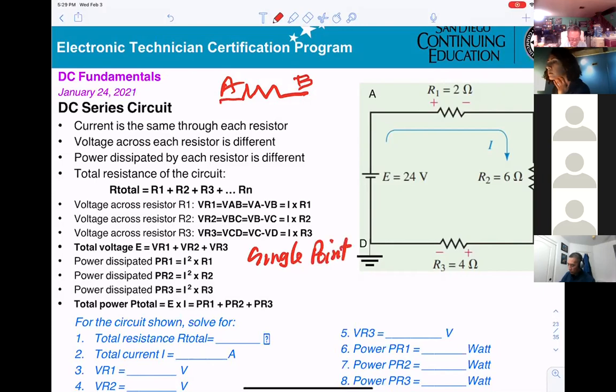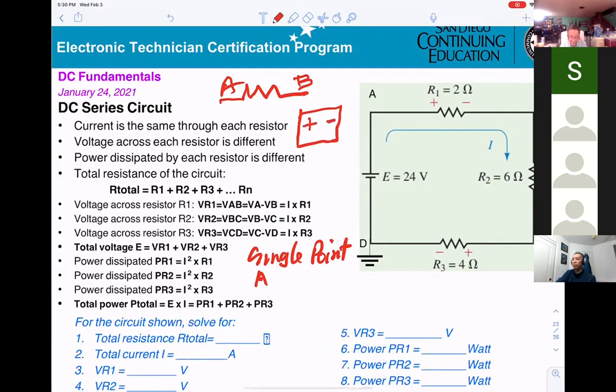I say point A. How many volts? 24 on that point A. 24. Okay, now if I give you the meter, the DMM, you get the positive and negative.